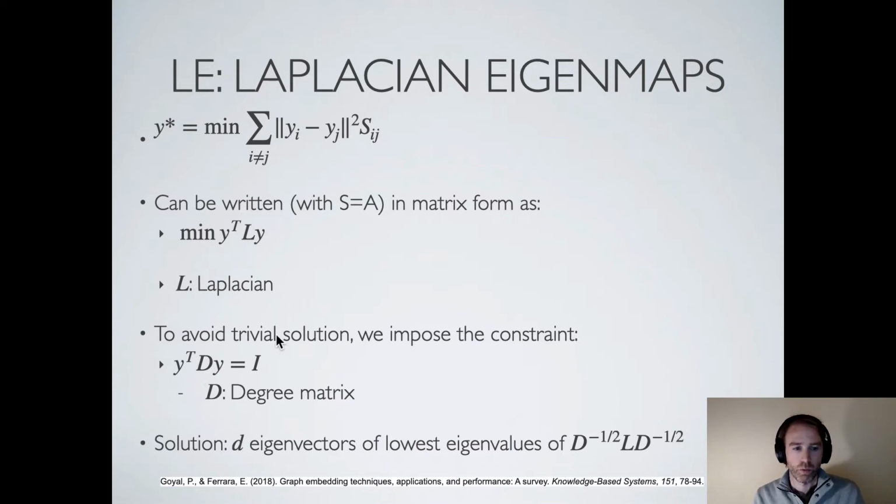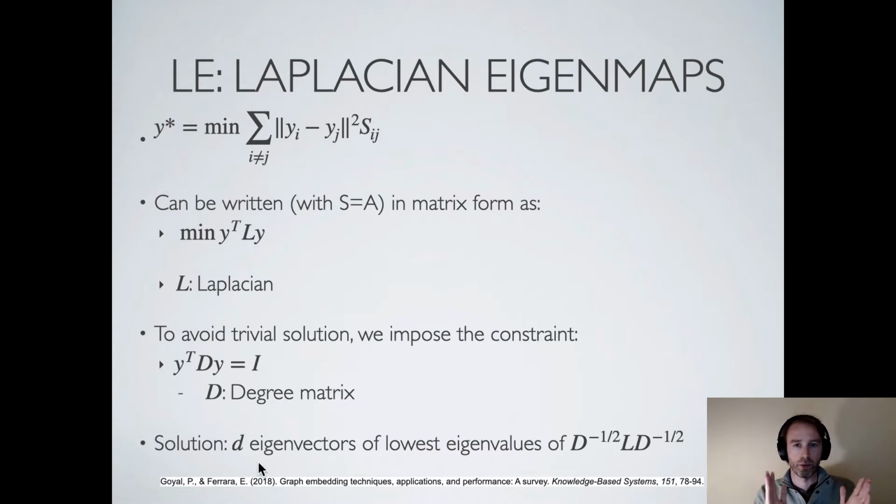And so we have to impose a constraint to avoid a trivial solution, by saying that the sum of the lengths of the vectors must have a given value, because otherwise you could put all the vectors at 0, for instance, and this will always be 0, and you will minimize your problem in a trivial way.